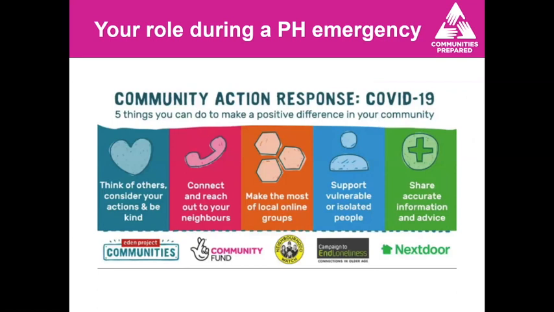Yep, that's just a few community actions, community action response, COVID-19. So, five things you can do to make a positive difference in your community. Think of others, local online groups, support vulnerable people, share accurate information.